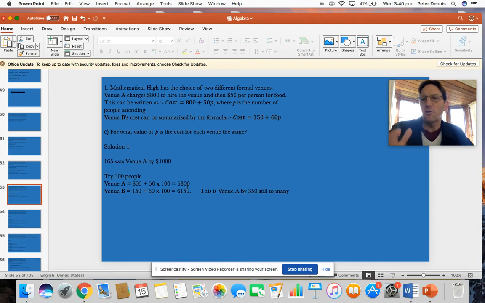This is really the core content part. For what value of p is the cost per venue exactly the same? They're both straight lines. At some point, these two straight lines are going to intersect. That is what we're looking for, where these two lines intersect. That is the point of intersection. That is when the costs are equal.